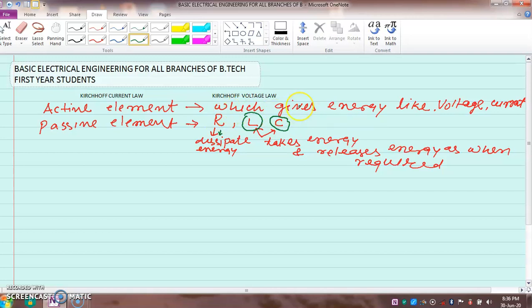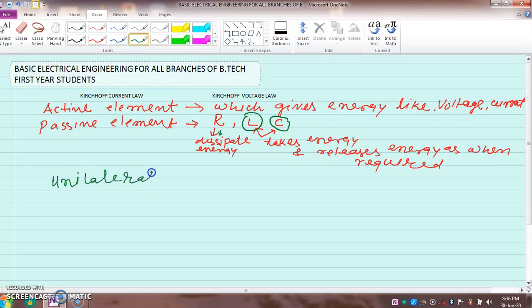And active elements, current source or voltage source like battery, generator, these are giving the energy, so these are called active elements. Now one more thing is also unilateral and bilateral.